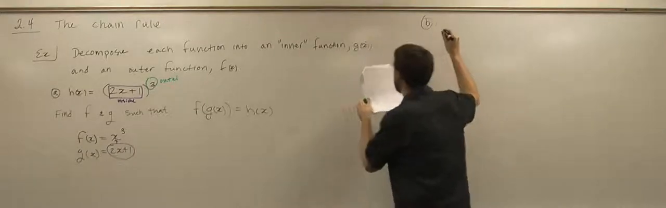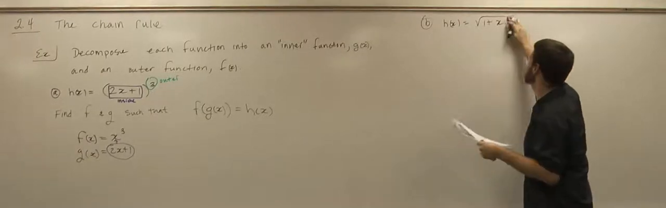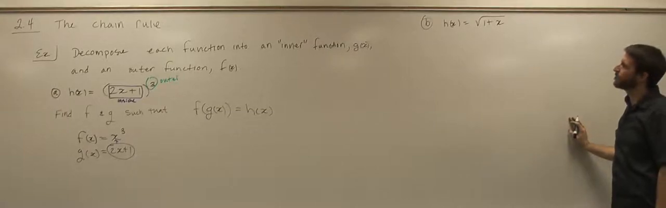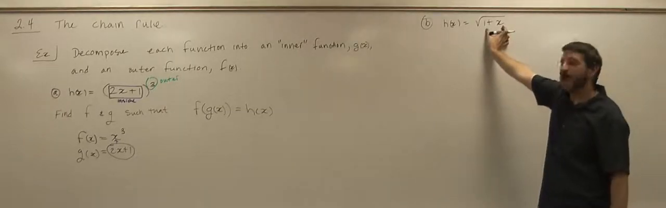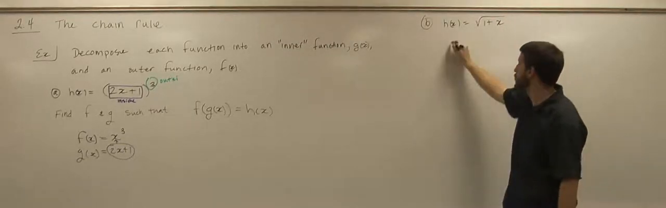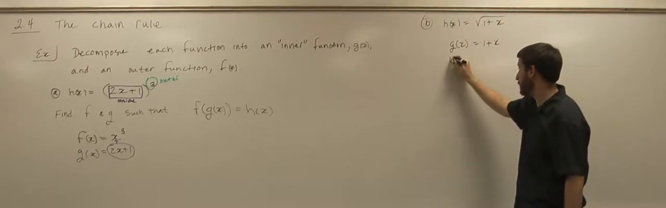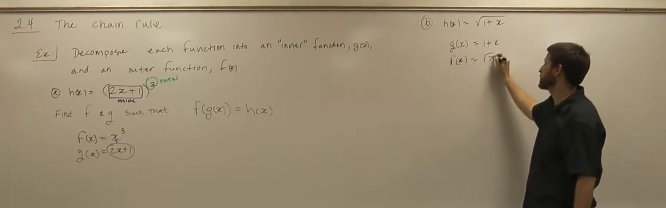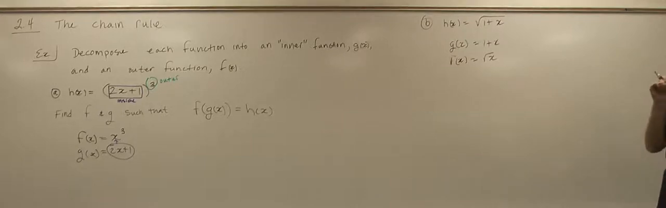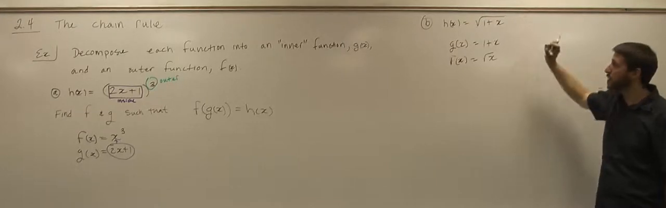So what about h of x equals root 1 plus x? What's the obvious way to decompose this? So the inside is 1 plus x, and the outside is root x. Does that make sense? So g of x would be 1 plus x, and then f of x, the outside, would be root x. Because if you plug this into here, you get this. And again, both of these we can differentiate, while this guy we haven't learned how to differentiate yet. But we will.